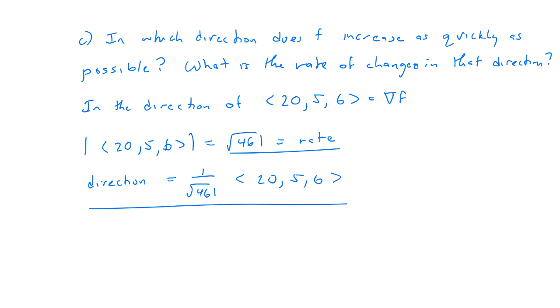I'm not going to write it down, but if I ask in which direction does F decrease as quickly as possible, then what you just have to do to these 2 answers is just put a negative in front. So the rate of change in the direction that F decreases as fast as possible is negative square root of 461. And the direction is negative 1 over square root of 461 times 20, 5, 6. So because of that, I probably wouldn't ask you for both. That's supposed to be a D.